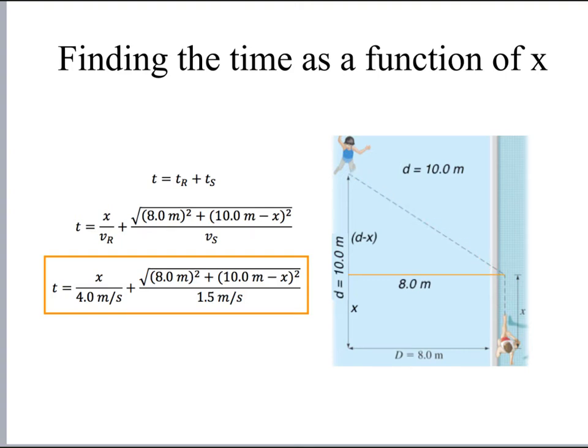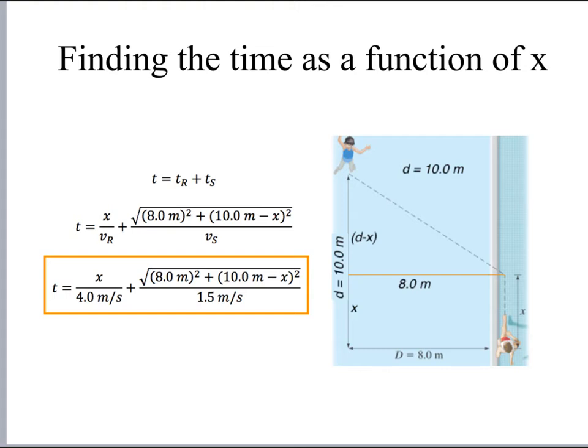And so, in general, we want the time it's going to take the lifeguard to reach the child. That's going to be the time he spends running plus the time he spends swimming. Now, the time he spends running is going to be just x over v running. And how do we know that? Because we know our kinematics equation. The lifeguard is not accelerating. He's running at a constant rate.